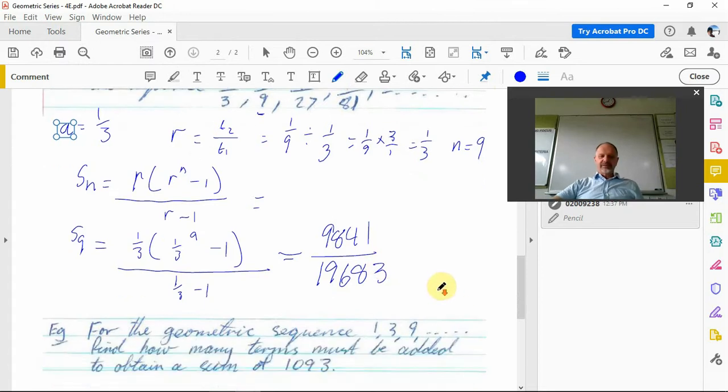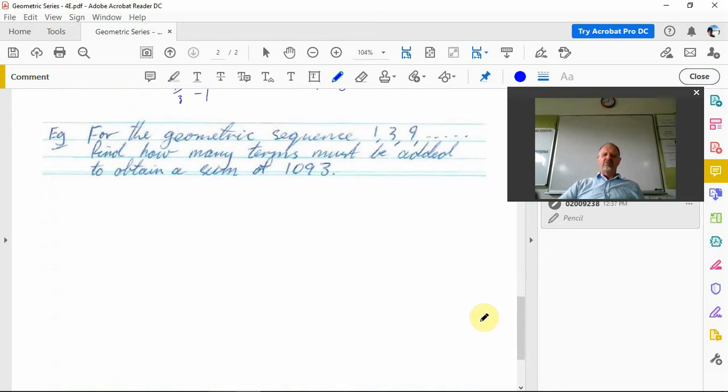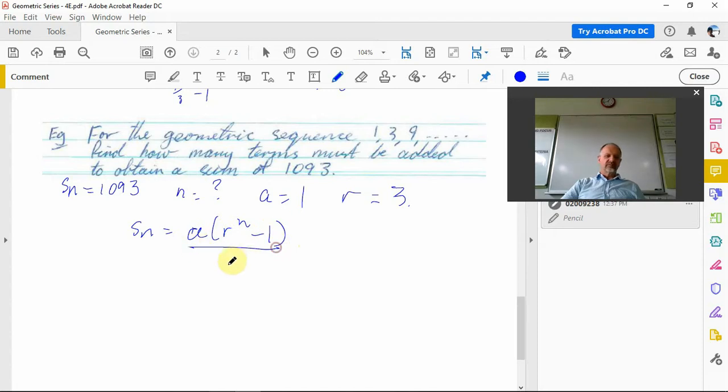All right, so the next one, for the geometric sections 139: find how many terms must be added to get a sum of 1093. So Sn is 1093, n is what we're after, a is 1, and it looks like we're multiplying by 3. So Sn equals a times (r to the n minus 1) over r minus 1. So 1093 equals 1 times (3 to the n minus 1) over 3 minus 1.